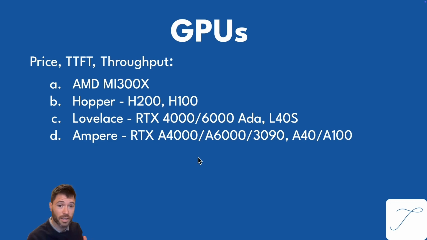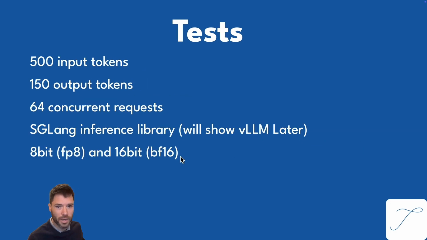the L40S, and then the Ampere series of GPUs, which includes the RTX A4000, 6000, the 3090, which I'm going to show you live on this stream here, and also the A40, which is particularly cheap on RunPod, and the A100. And for the tests, I'm going to run the exact same thing for every GPU.